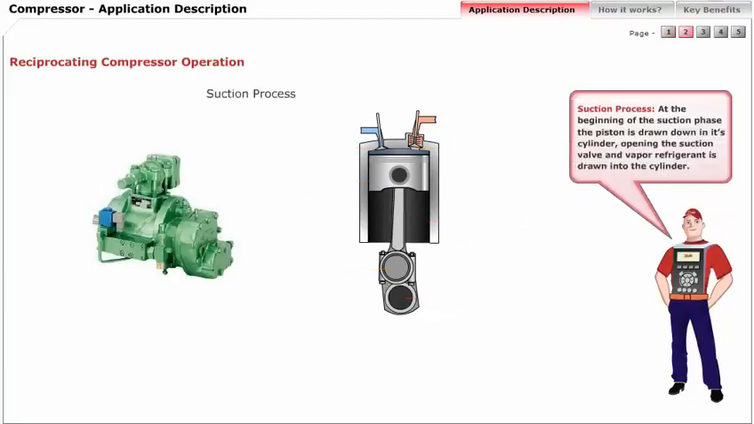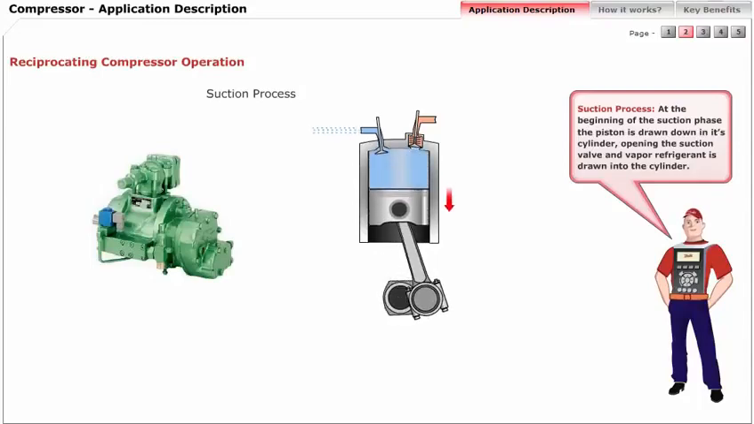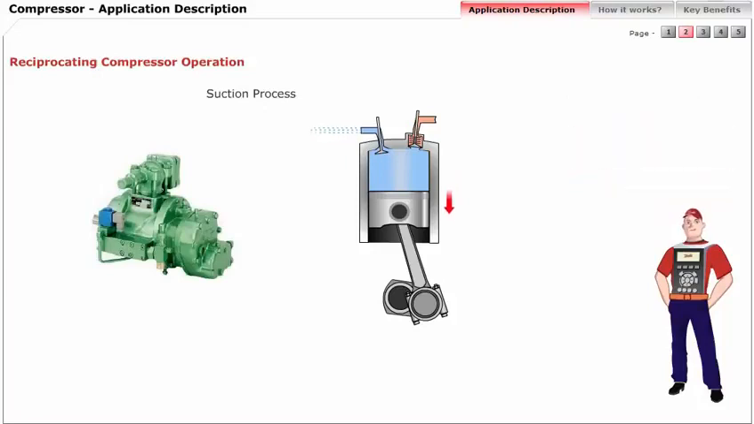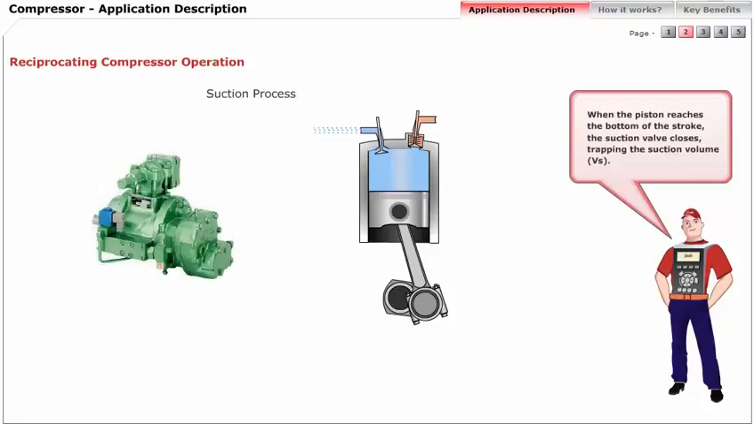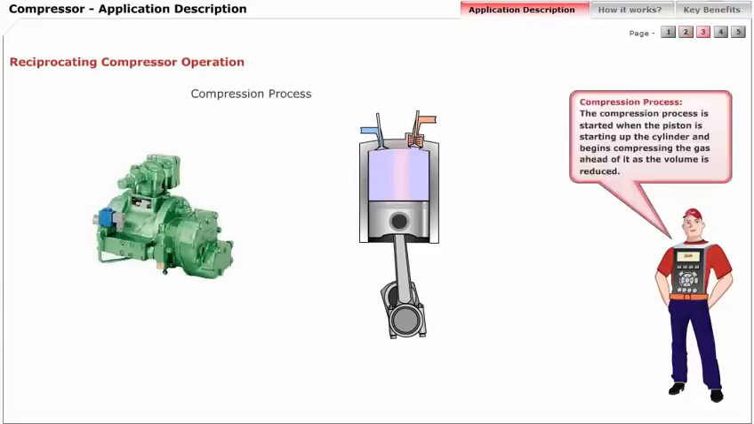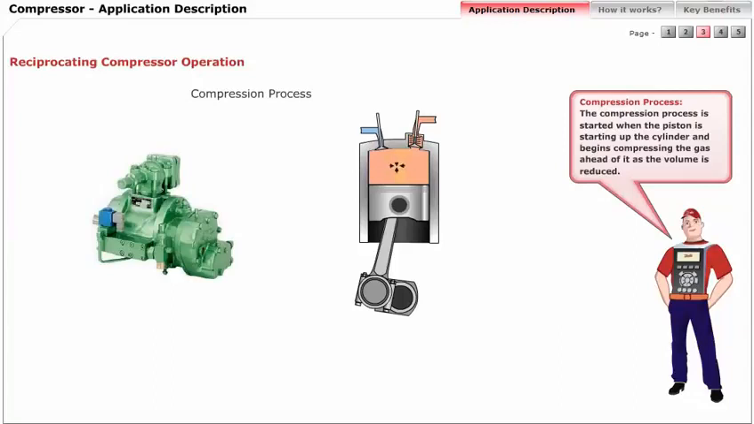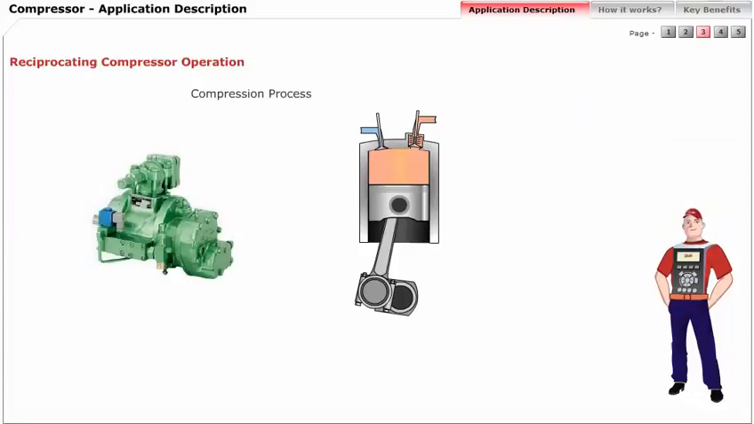Suction process. At the beginning of the suction phase, the piston is drawn down in its cylinder, opening the suction valve, and vapor refrigerant is drawn into the cylinder. When the piston reaches the bottom of the stroke, the suction valve closes, trapping the suction volume. Compression process. The compression process is started when the piston is starting up the cylinder and begins compressing the gas ahead of it as the volume is reduced.